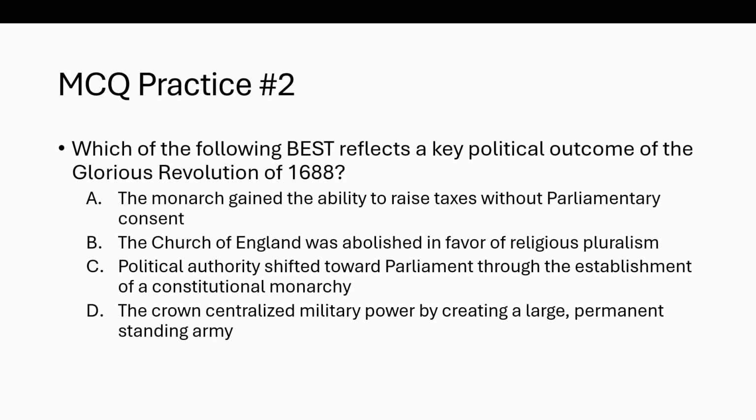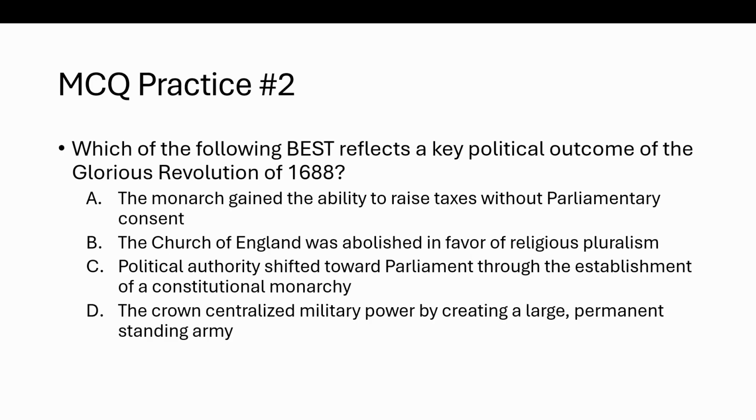Moving on to the second question, which of the following best reflects a key political outcome of the Glorious Revolution of 1688? Is it A, the monarch gained the ability to raise taxes without parliamentary consent? Is it B, the Church of England was abolished in favor of religious pluralism? Is it C, political authority shifted towards Parliament through the establishment of a constitutional monarchy? Or is it D, the Crown centralized military power by creating a large, permanent, standing army? Give you a moment to answer. The correct answer would be C.